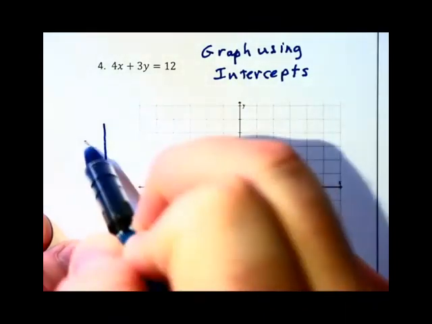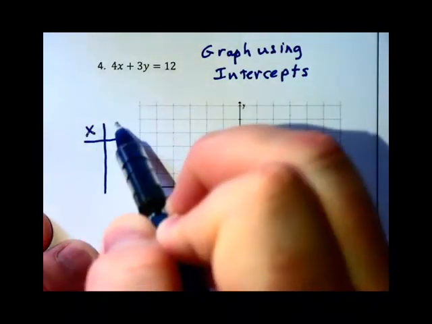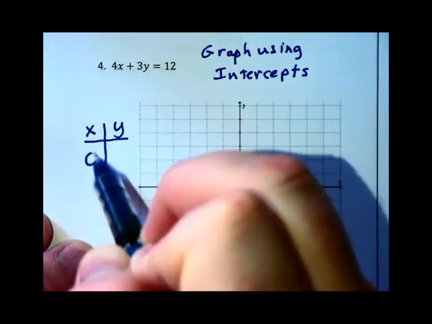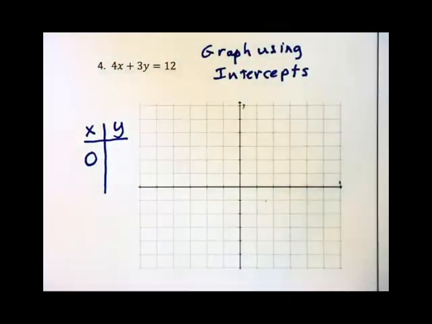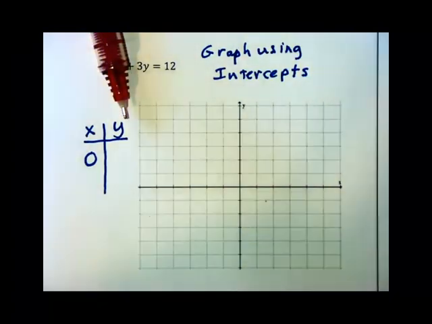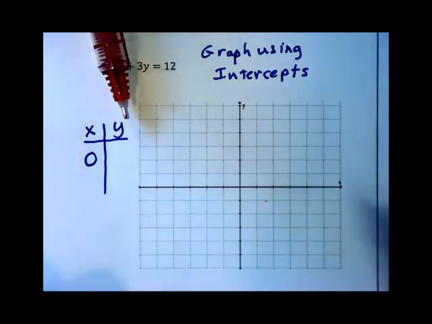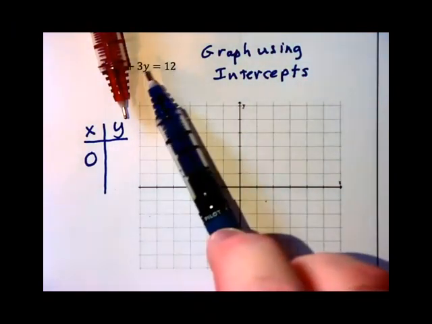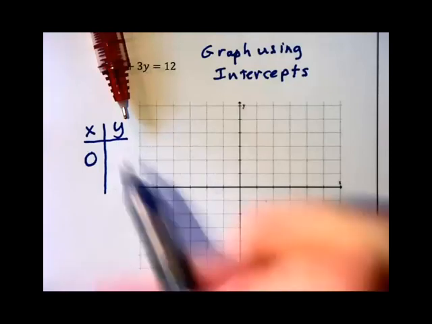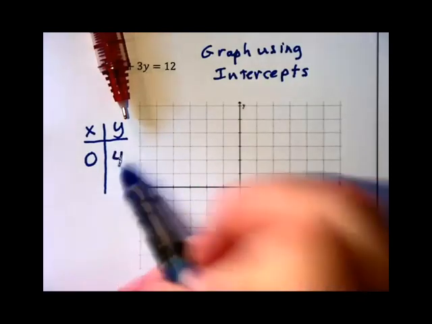I'm going to set up an xy chart again, and I'm going to first let x be 0. 0 is always an easy number to substitute in, because when 0 is x, I can pretty much cover over my 4x and say it's gone, and I'm left with 3y equals 12. 3 times 4 makes 12, so y would be 4.